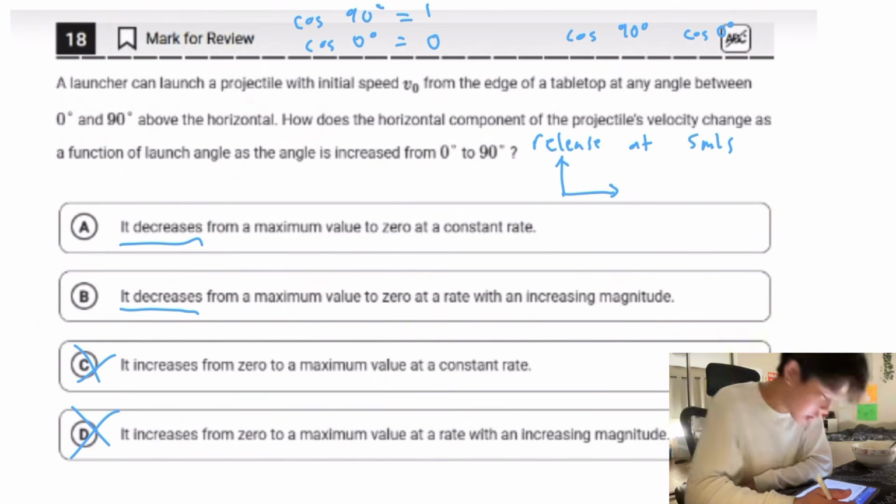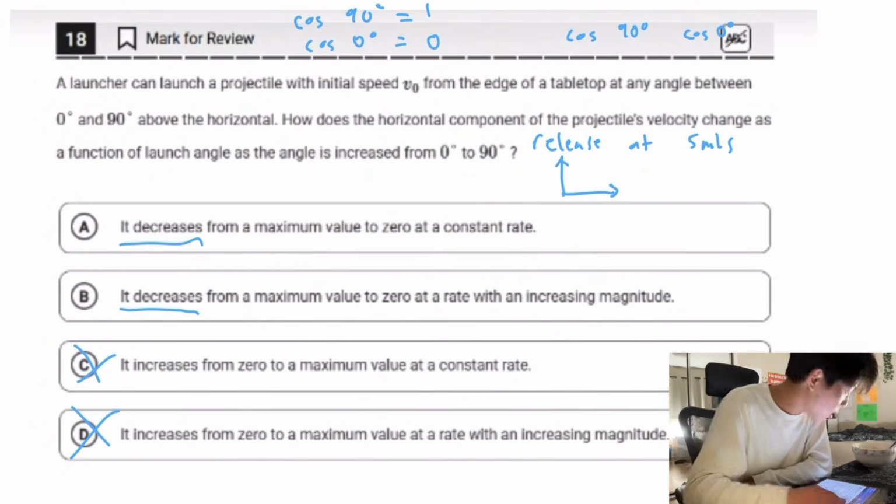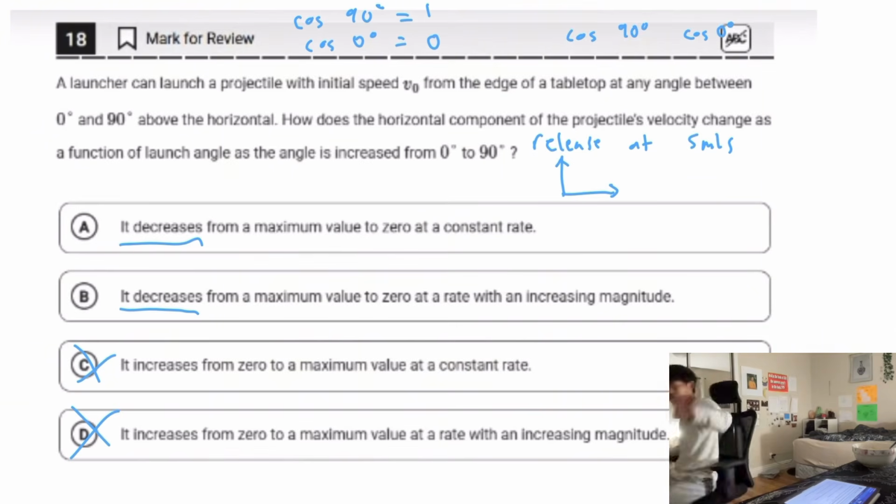So now we have to decide: is it constant or is it increasing magnitude? Well, since I'm kind of slow, I just checked it. Sorry guys, I need to grab my calculator.